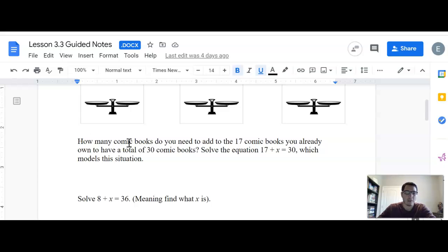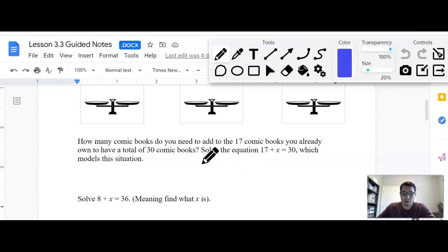All right, so it says, how many comic books do you need to add to the 17 comic books you already own to have a total of 30 comic books? Solve the equation 17 plus x equals 30. So what we're going to be doing now is trying to solve for x like they stated earlier. We're trying to get x by itself on one side of the equal sign. So how we're going to set this up, I'm going to rewrite this as 17 plus x equals 30.